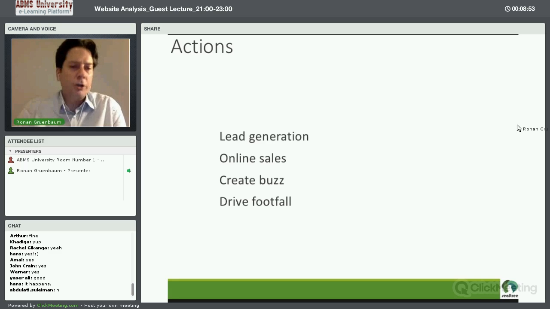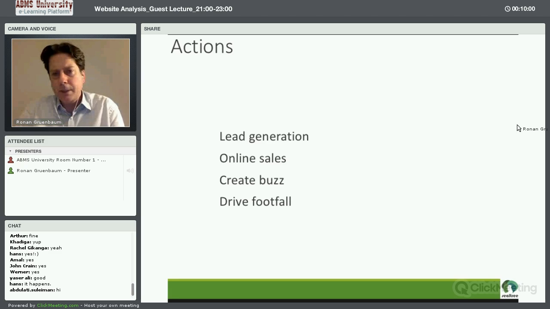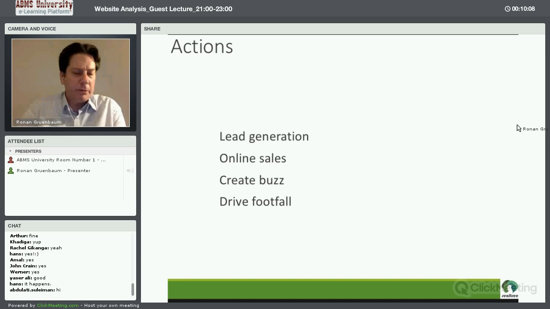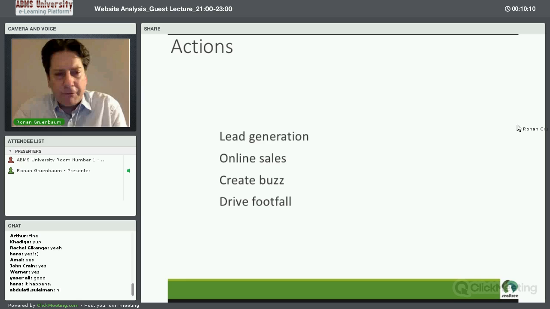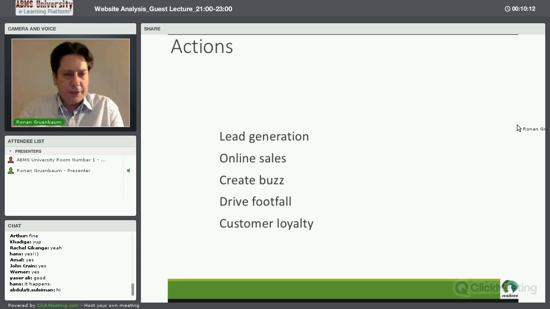You want them to come to your car showroom to then be able to look at what you have and test drive one of the cars. And finally, you have customer loyalty. So we want to make sure that our customers are loyal and they come back. So we want to be able to see if they are return visitors.